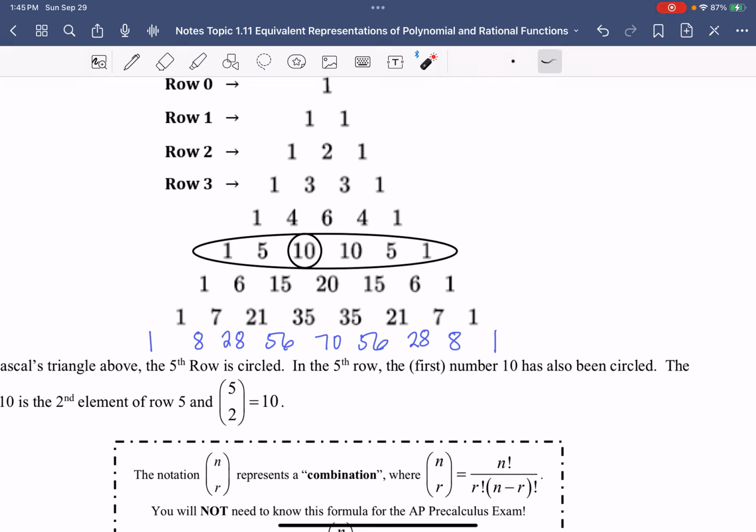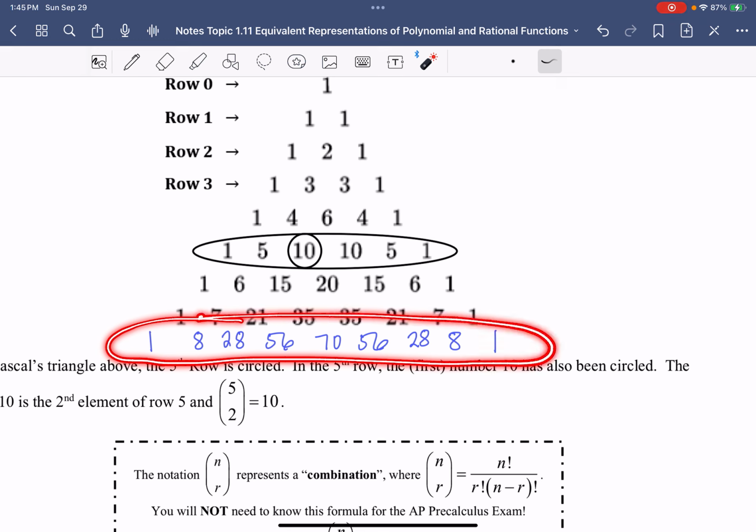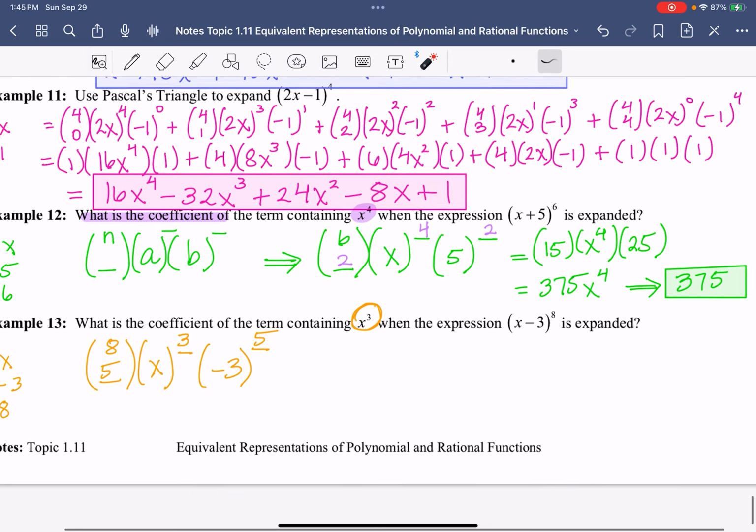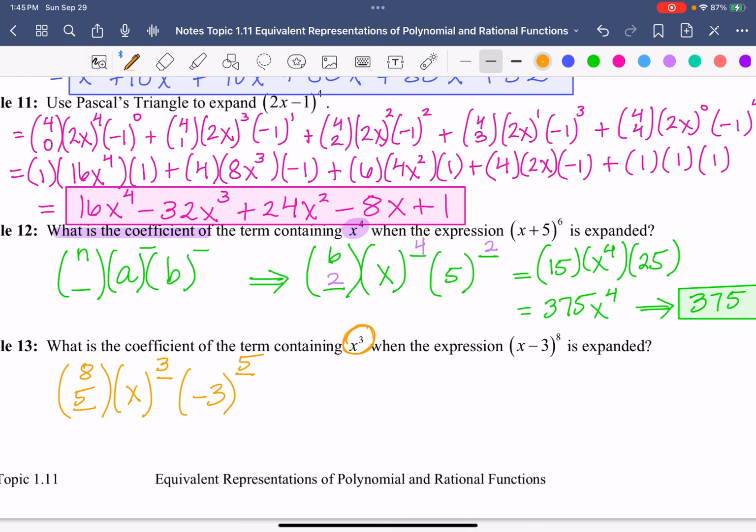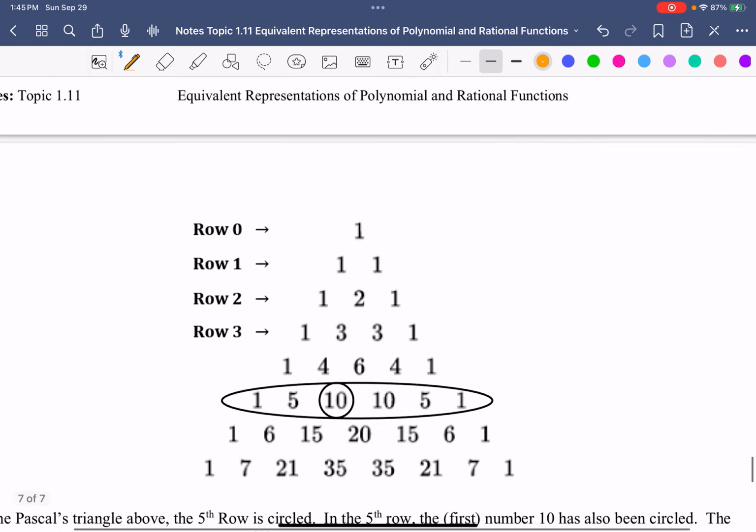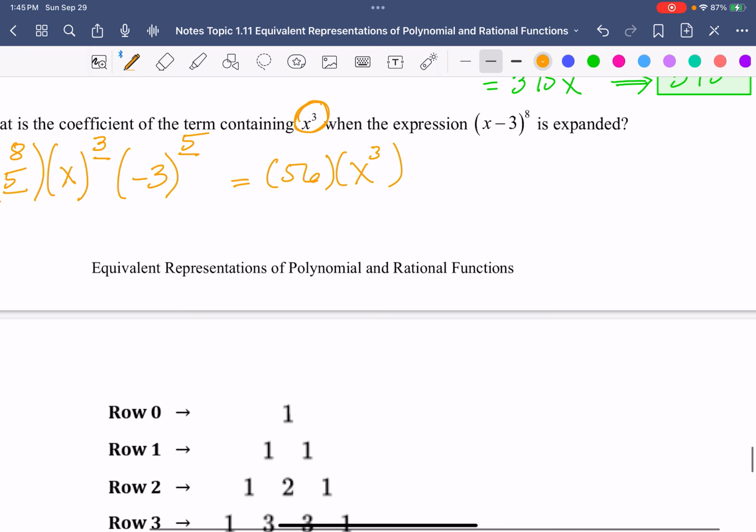Okay? And we were looking for 8, choose 5. So I'm going to the 8th row and I'm going to find the 5th element, making sure to start counting at 0, 1, 2, 3, 4. Here is the 5th element. It equals 56. Okay, so here we have 56 times x cubed.